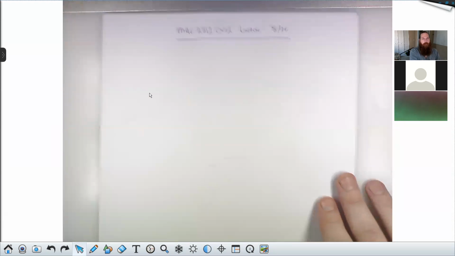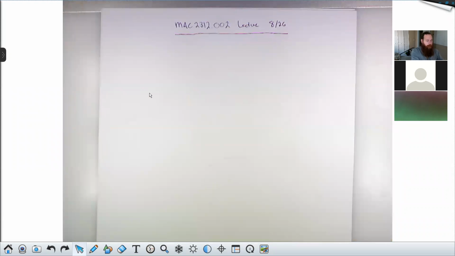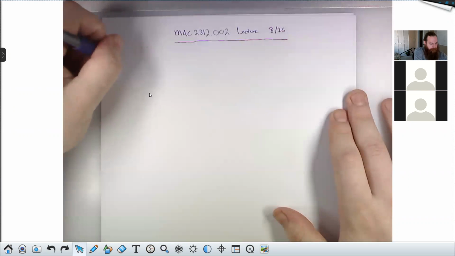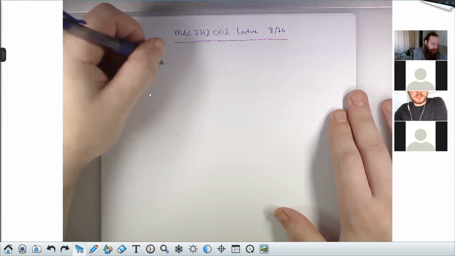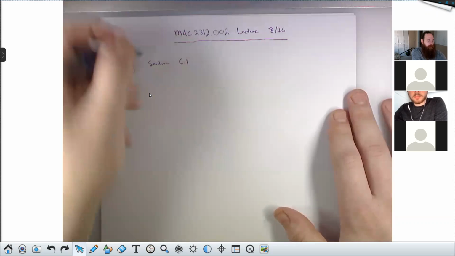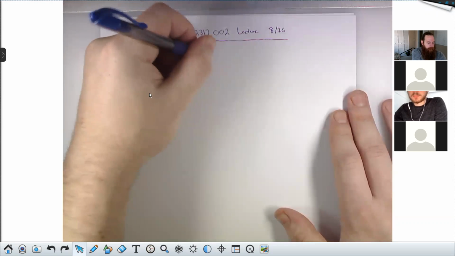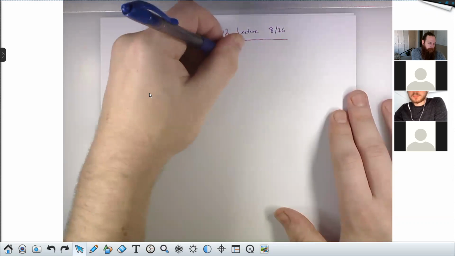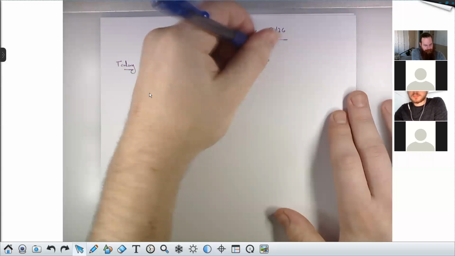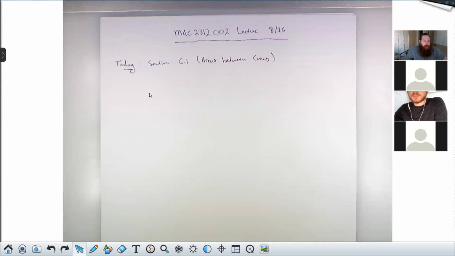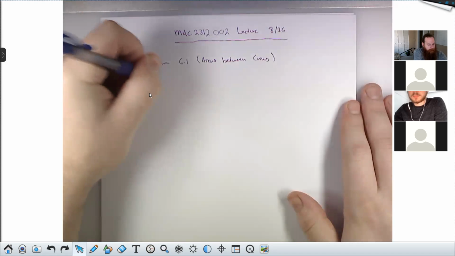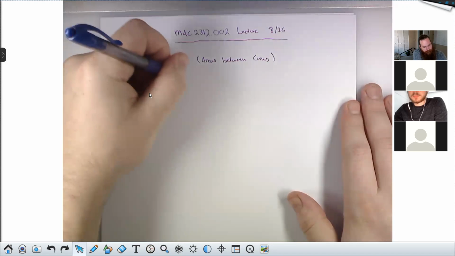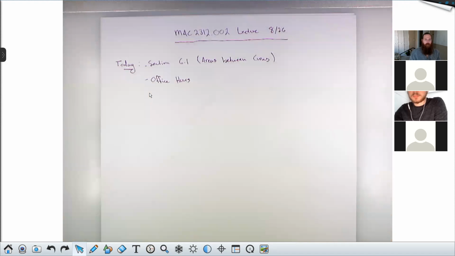This is our second day of Calc 2, Section 2. Today we're going to do a few things. We're going to talk about section 6.1, which is on areas between curves, which will also give us a little bit more opportunity to practice our substitution techniques. And we're also going to talk a little bit about office hours. So let's knock out the office hour thing first.